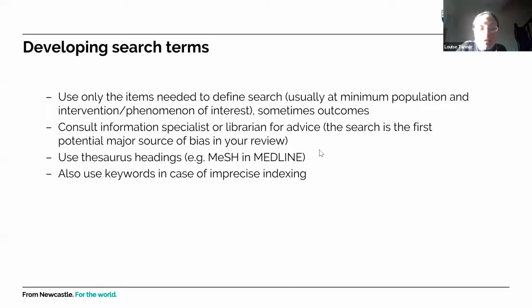Because the search is the first potential major source of bias in your review. If you don't search the right combination of databases, if you leave out a database that might contain relevant literature, then you're not including all of the studies that are relevant to addressing your review question.